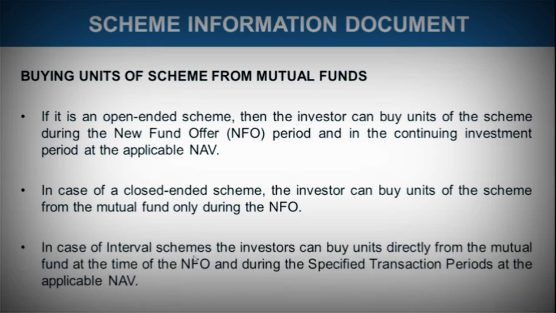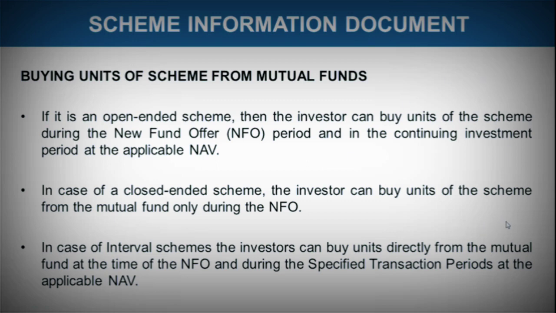In case of interval schemes, these are close-ended funds, but for a certain period of time they would be open, and that certain period we call the specified transaction period. So for 15 days it will be open, and then again it will get closed. For 15 days you as an investor can buy and sell in that fund, but after that, when it gets closed, you have to hold it till maturity. During this transaction period you can get it at the applicable NAV.